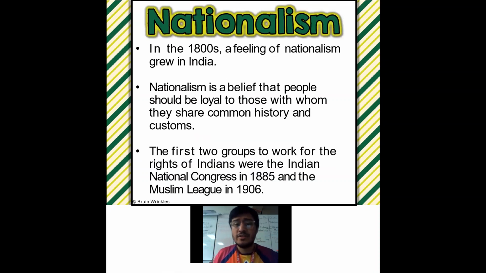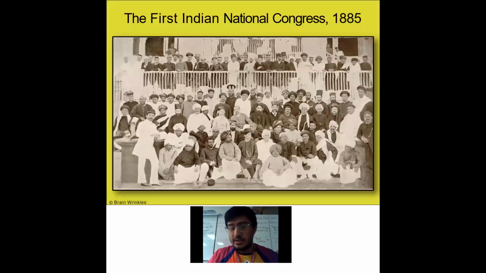Nationalism. So in the 1800s, a feeling of nationalism grew in India. Now, if you don't know what nationalism is, it's a belief that people should be loyal to those with whom they share common history and customs. The first two groups to work for the rights of Indians were the Indian National Congress in 1885 and the Muslim League in 1906. And we talked about that in the Ingenuity lesson last week. And here's the first Indian National Congress in 1885.